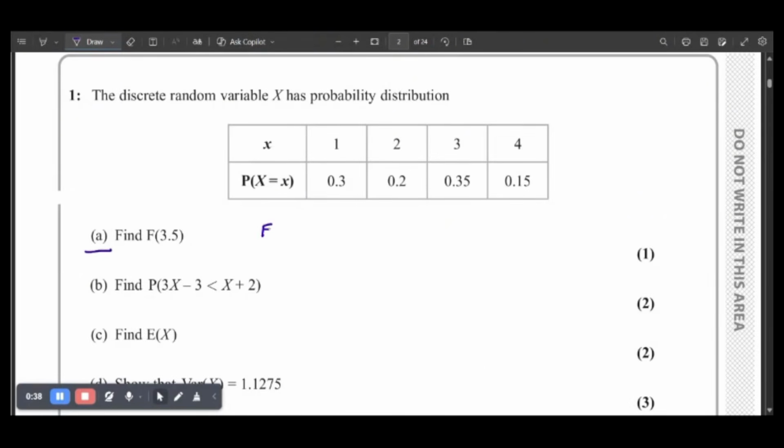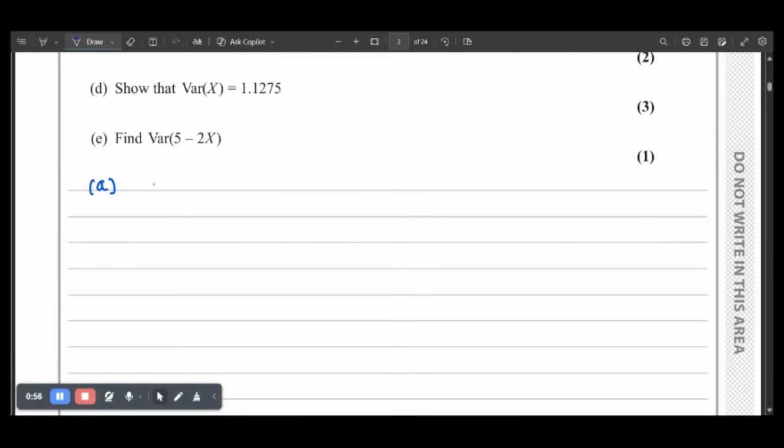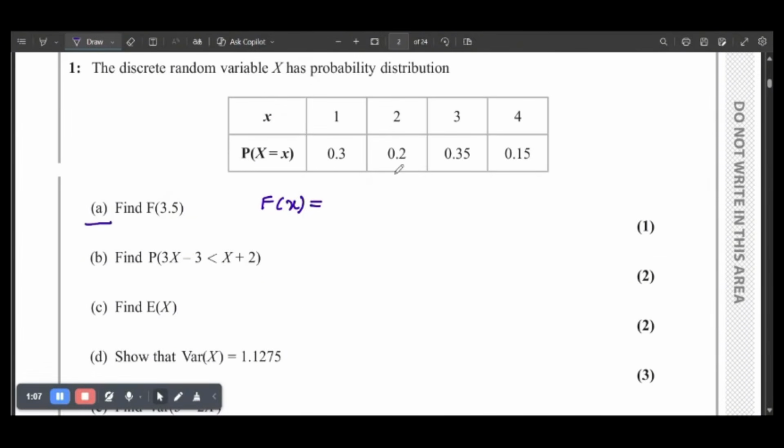We know the F function represents the cumulative probability distribution of our variable. To find the value of that function, we have to sum up the probability of all the values up to the point mentioned. In our case we are told to find F(3.5). To find F(3.5), we have to sum all the probabilities that come before 3.5. Our variable can only take values 1, 2, 3, and 4. There is no 3.5 in our distribution.